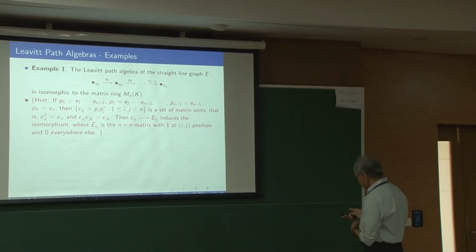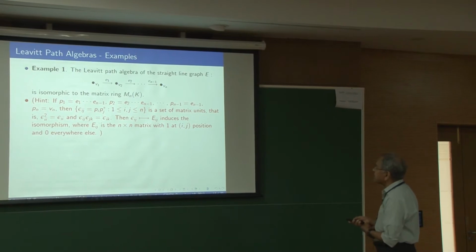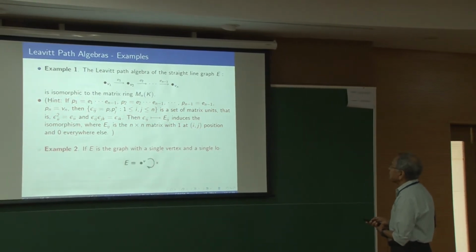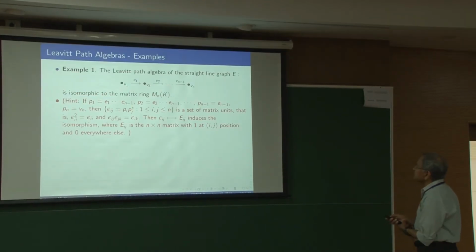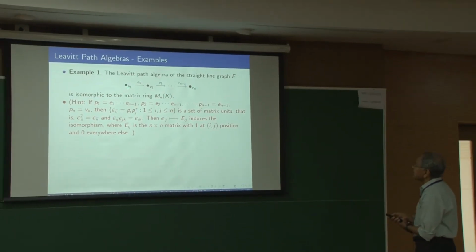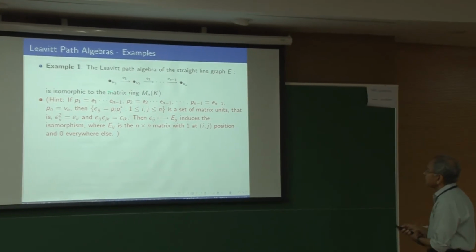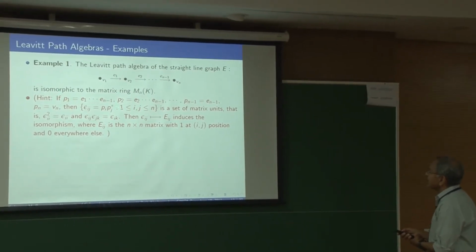A quick computation, how to get it. Basically what you do, you consider the various paths that end in Vn. First, the entire path, which I call P1. The next, P2, we start from E2 to En minus 1, and Pn minus 1 would be En minus 1, and Pn equal to Vn. So I got n paths ending at Vn in here.